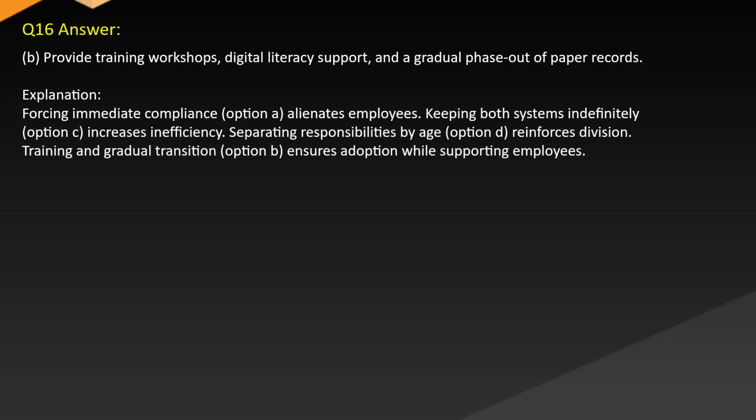Answer: B. Provide training workshops, digital literacy support, and a gradual phase out of paper records. Explanation: forcing immediate compliance, option A, alienates employees. Keeping both systems indefinitely, option C, increases inefficiency. Separating responsibilities by age, option D, reinforces division. Training and gradual transition, option B, ensures adoption while supporting employees.